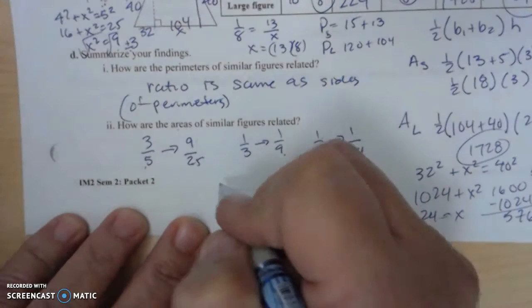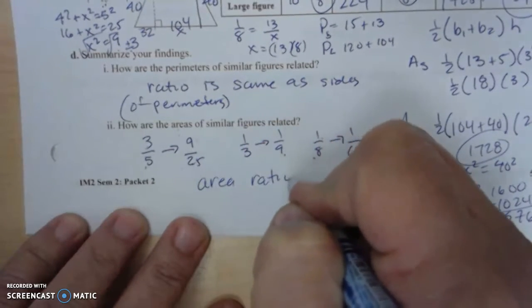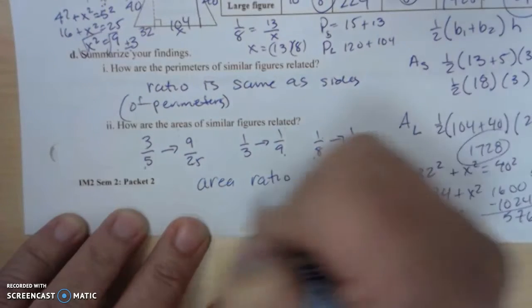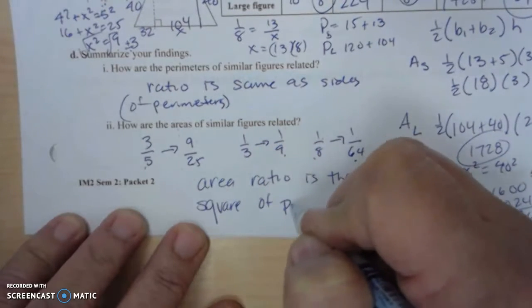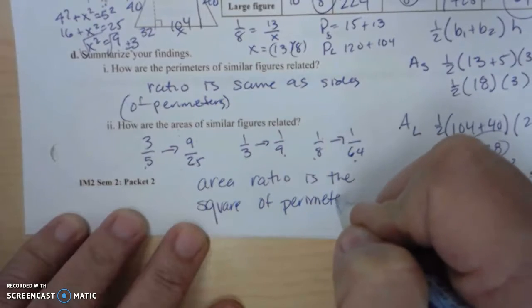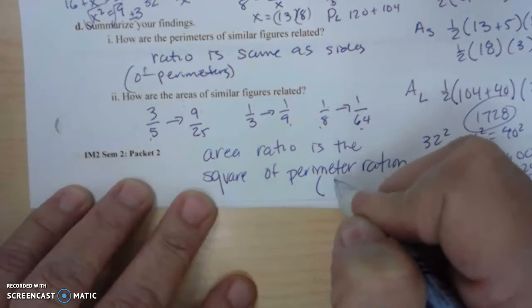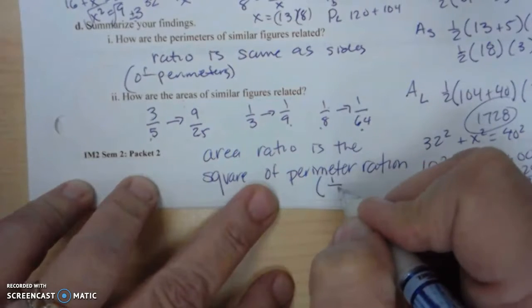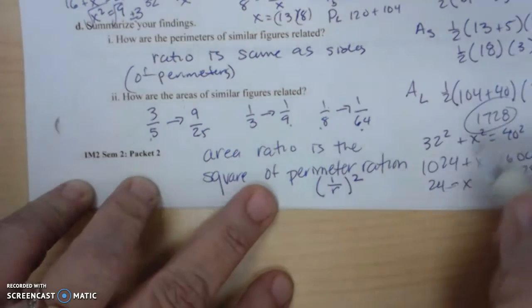So the area ratio is the square of the perimeter ratio. Okay, so it would be like 1 over r, I'll put r for ratio, squared.